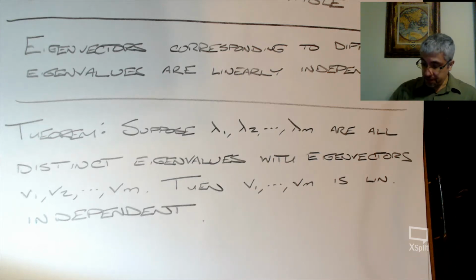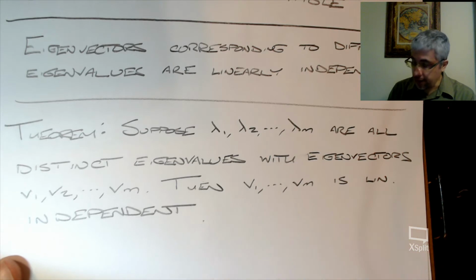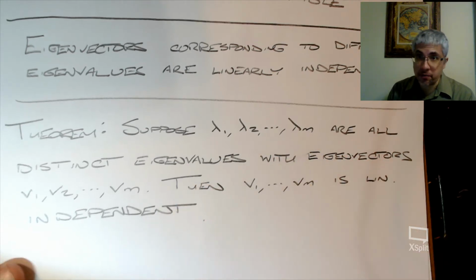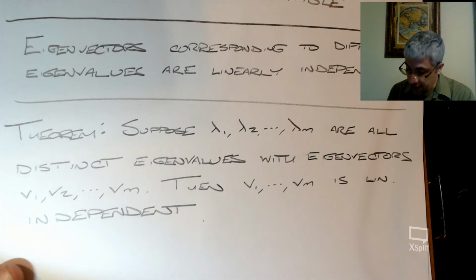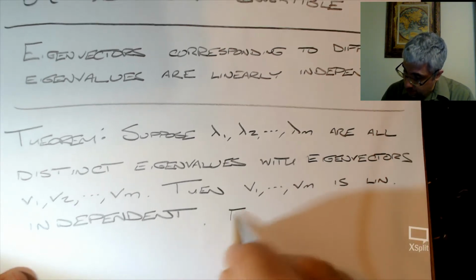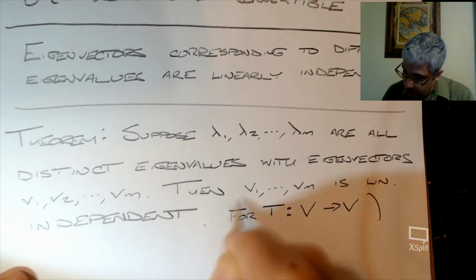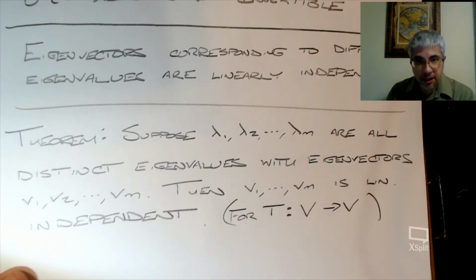Hello, students. So we're going to prove this thing right here. And I should add that these are all eigenvalues with eigenvectors for some transformation t. But it really doesn't matter what we call the transformation, but they're all for the same transformation t. So this is for some t that goes v to v. You can stick that near the top over there.